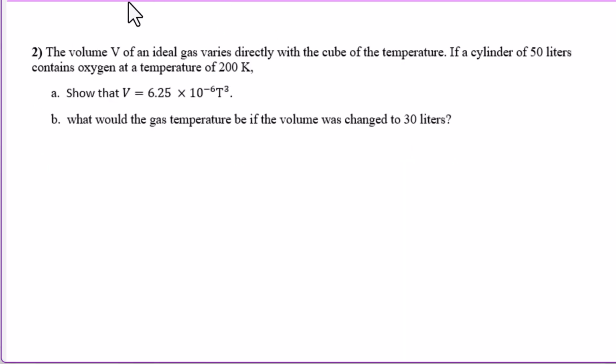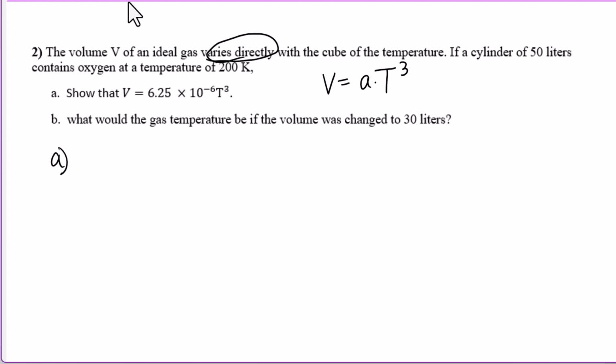2. The volume V of an ideal gas varies directly with the cube of the temperature. If a cylinder of 50 liters contains oxygen at a temperature of 200 K, show that V equals 6.25 times 10 to the negative 6 power times t to the third power. Directly means this temperature T to the positive third power. V equals A times T to the third power.